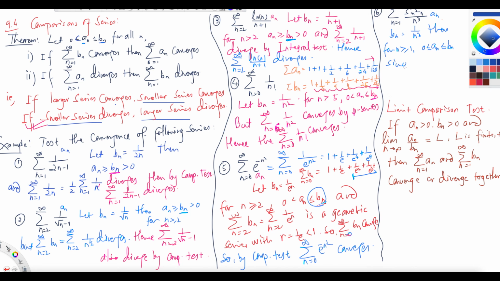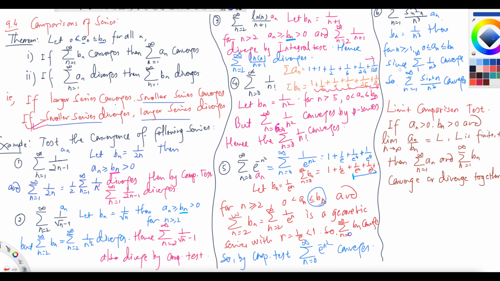Since the summation of 1 over n cubed from 1 to infinity converges by the p-series test, because it is 1 over n to the p and p is greater than 1, right? So the summation from n equals 1 to infinity of sine squared n over n cubed converges. Okay, so these examples are for the convergence or divergence of a series using the comparison test.